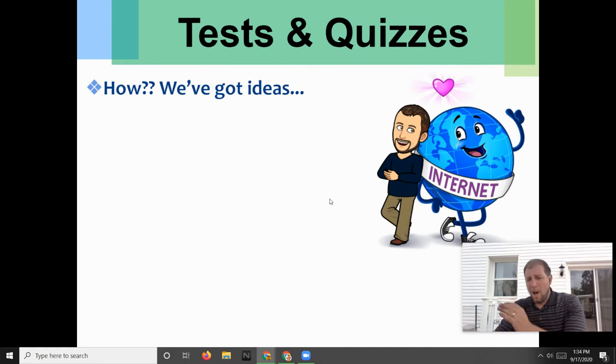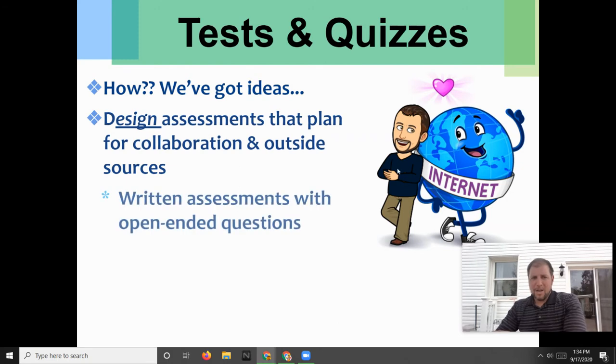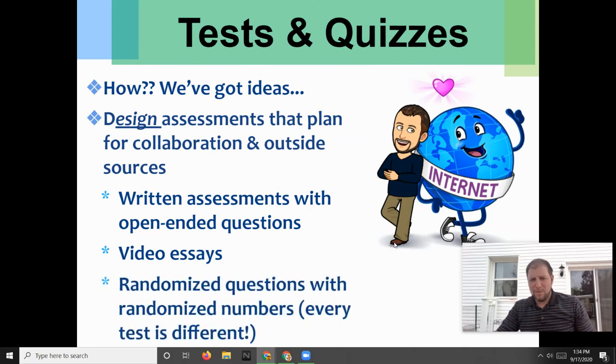So how are we going to do testing and quizzing? Well, I've got a few ideas. We are going to design assessments that plan for collaboration and outside sources. I know kids are going to help each other. I know they're going to use the internet. So we're going to design tests around that, including writing assessments with open-ended questions, having video essays like that Flipgrid I just showed you, and also randomized questions and question numbers so that every test is different for every student. Same kind of problems, but different values.